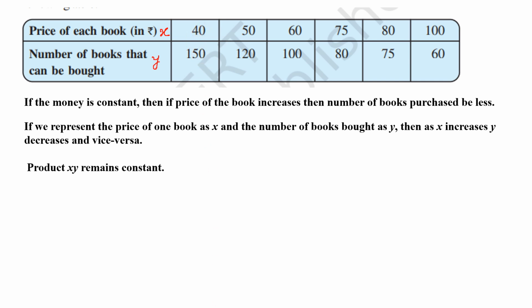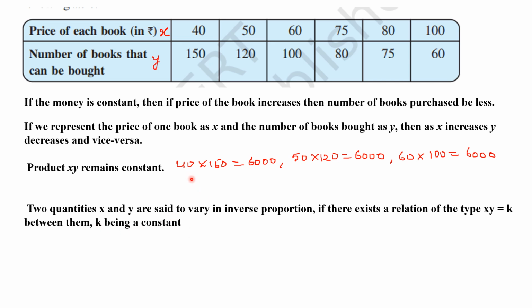If you find the product of X and Y in each case, what you will see is that 40 into 150 gives me 6,000. In the same way 50 into 120 also gives me 6,000. 60 into 100 is also 6,000. In the same way, if you see in each case, the product of X and Y is 6,000, isn't it?